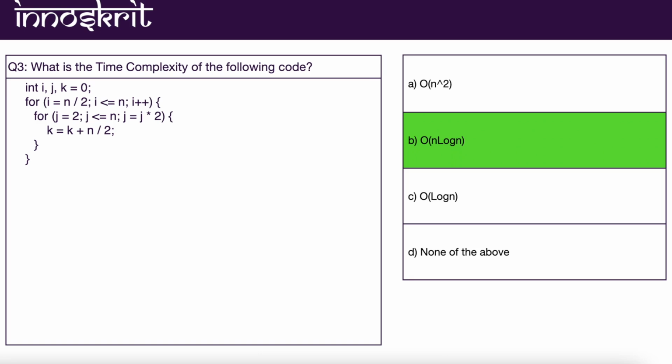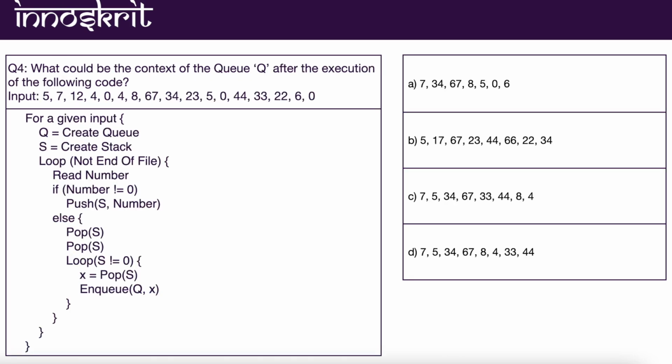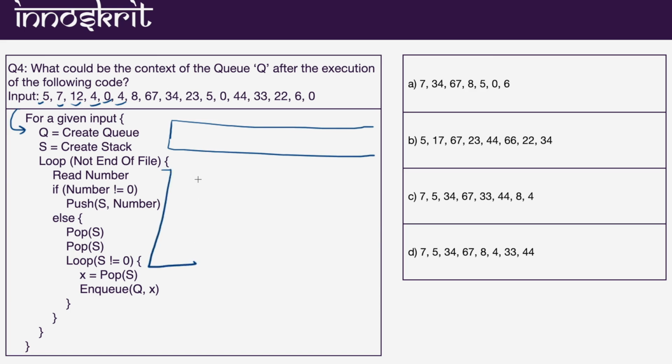Coming to the fourth question. Okay, so the fourth question says we are given an input 5, 7, 12, 4 and 0, 4 and so on. Now we are directly jumping to the pseudocode. So the pseudocode says create a queue. So let's make this queue. Okay, so this is our queue, and create a stack, and this is our stack.